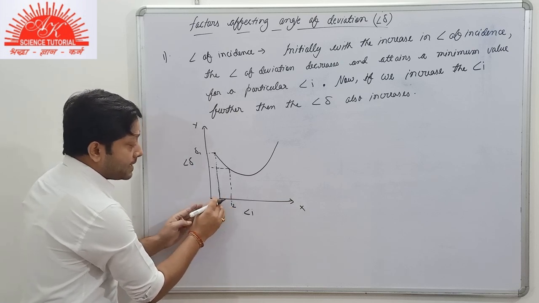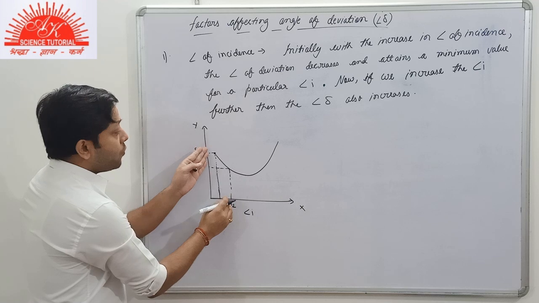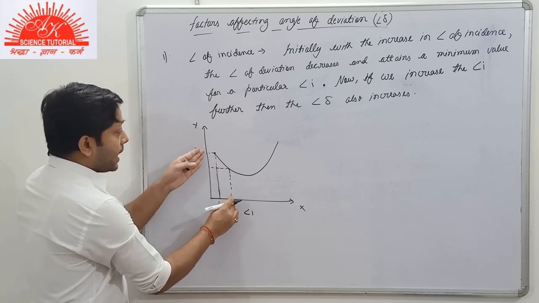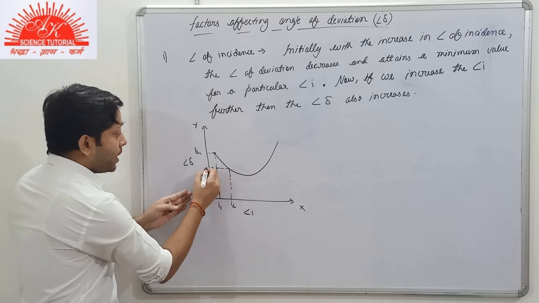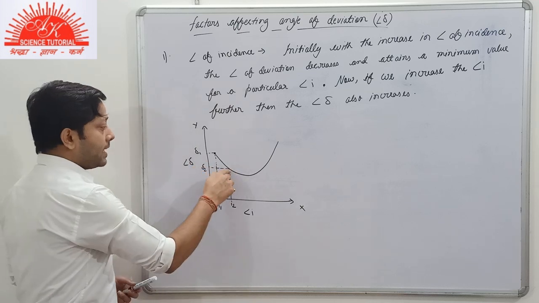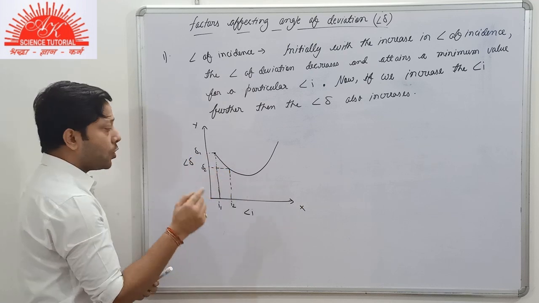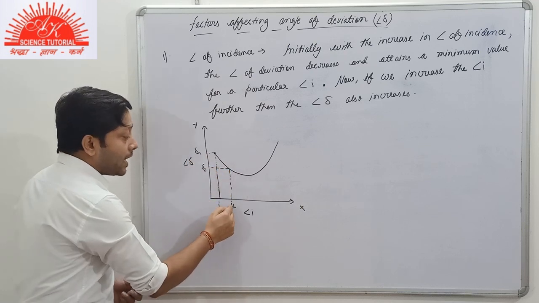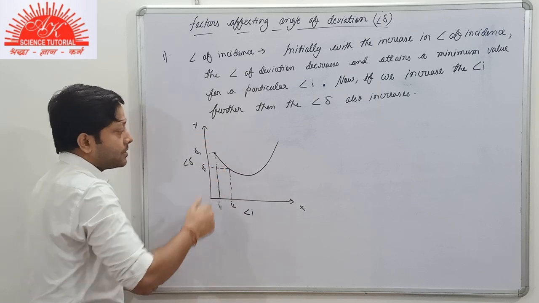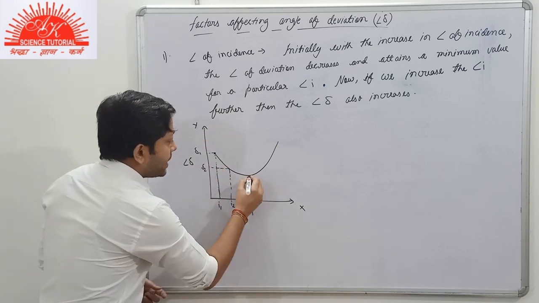The angle of incidence is increasing. And what do we observe here? If the angle of incidence is being increased, then for this point, suppose the angle of deviation is delta 2. Obviously here delta 2 is less than delta 1. What do we observe here? When the angle of incidence is being increased, the angle of deviation is being decreased. Now suppose that we take this point.